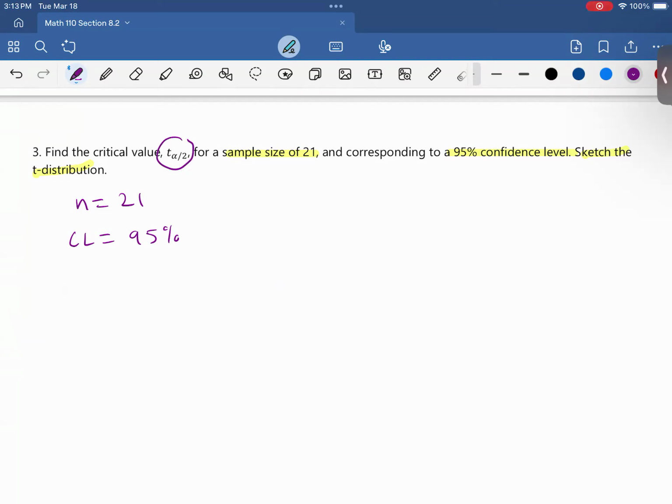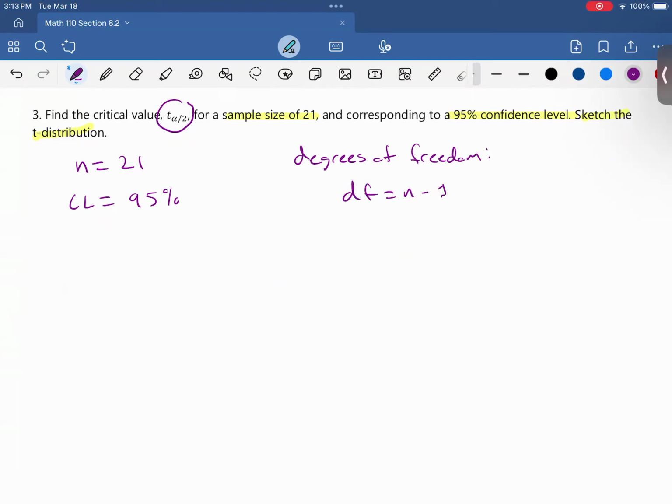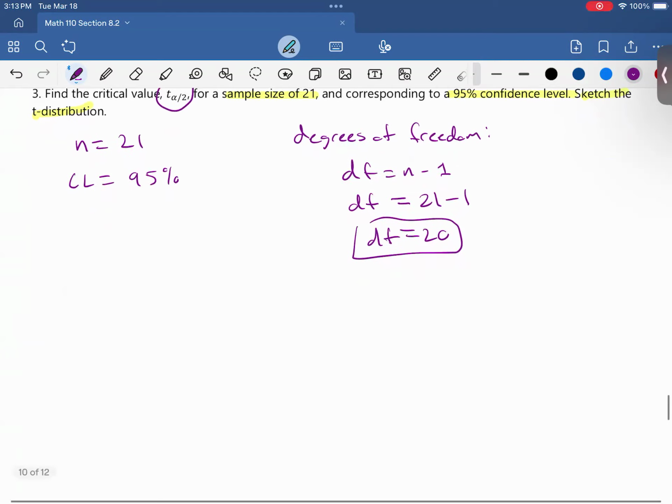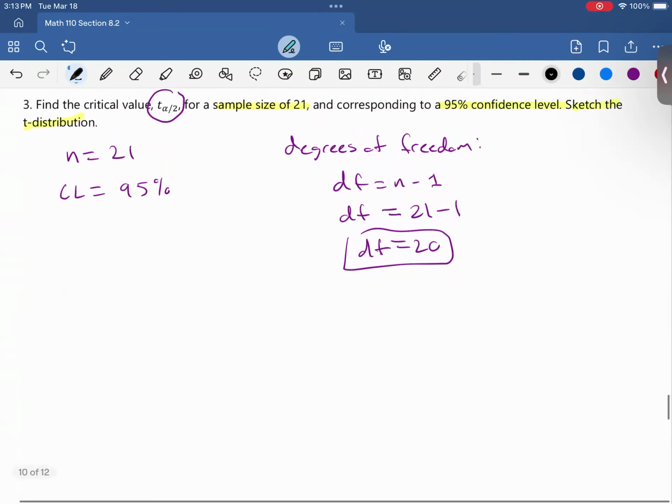Okay, so before we even continue with that, one thing I want to calculate first is the degrees of freedom. Degrees of freedom is our sample size minus 1. So our sample size is 21, so 21 minus 1 equals 20. Okay, so we want to take care of that first, make sure we have all our knowns. But let's go ahead and sketch this distribution, and that'll help us figure out how to calculate this t-score.